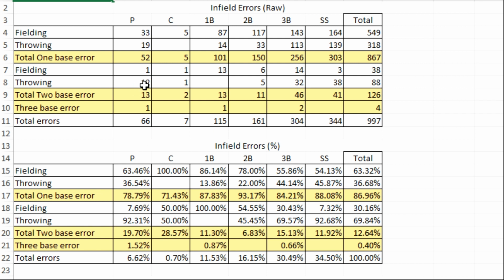Almost every two base error that a pitcher makes is a throwing error, which again makes sense intuitively to me. Second basemen didn't make very many two base errors at all. Maybe because they're closer to first base, so there weren't as many opportunities for the ball to get that far away for the batter to take second base.